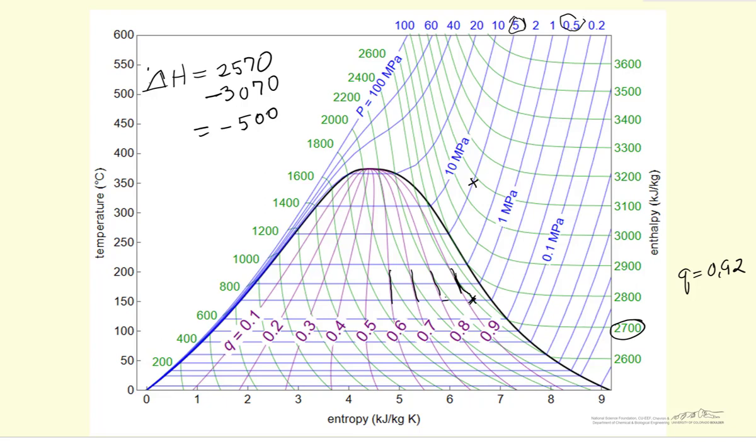So the idea here is that a temperature entropy diagram is really well suited to solve problems that are constant entropy.